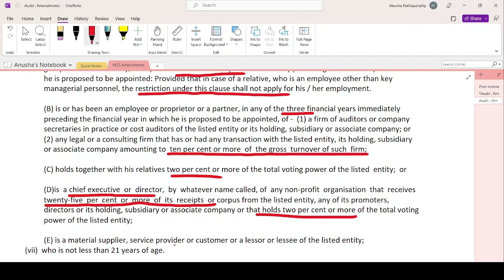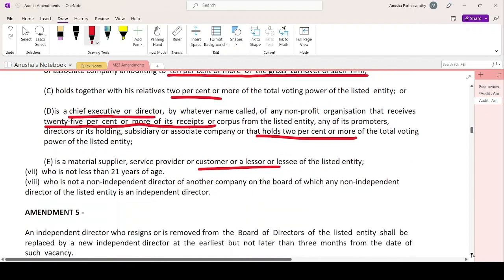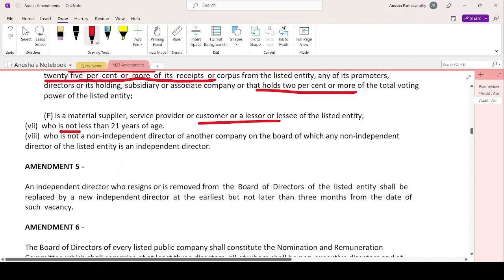As a material supplier, service provider, customer, lessor, or lessee of the listed entity, I should not be there with any business relationship. Then, who was not less than 21 years of age? 21 years of age, minimum age for directorship.